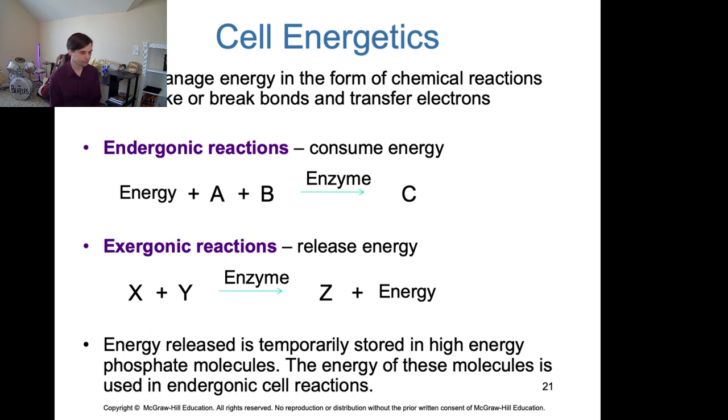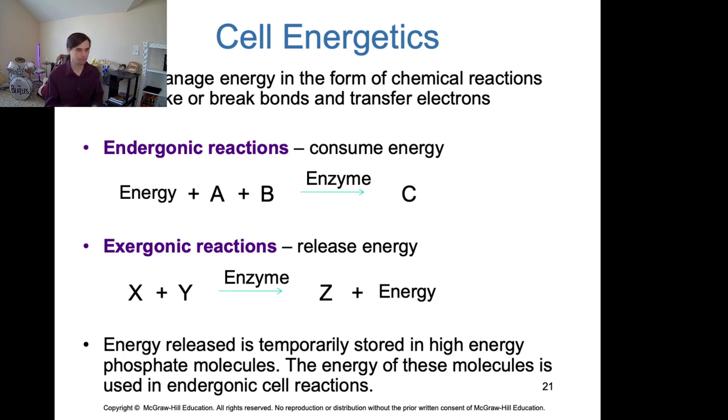So this is when cells are going to build things up. So you're going to have one piece come into an enzyme, substrate A, substrate B. The energy input is going to come into the enzyme, and that's going to crack the enzyme together and force these two things to bond. And that's going to be our endergonic reaction. It takes energy to do that. And the other side of that, we have an exergonic reaction, which is a reaction that's going to release energy.